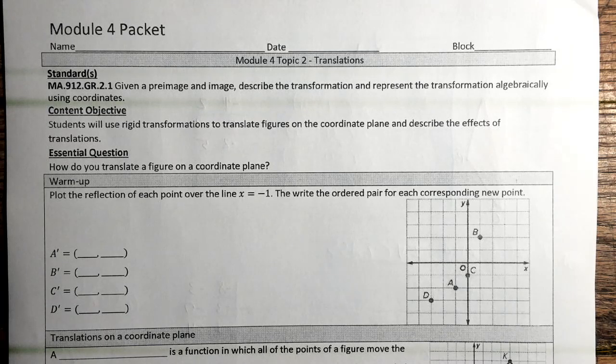The objective for this topic, you guys are going to use rigid transformation to translate figures onto the coordinate plane and describe the effects of translations. The essential question for this topic is, how do you translate a figure on a coordinate plane? Let's scoop this up here.